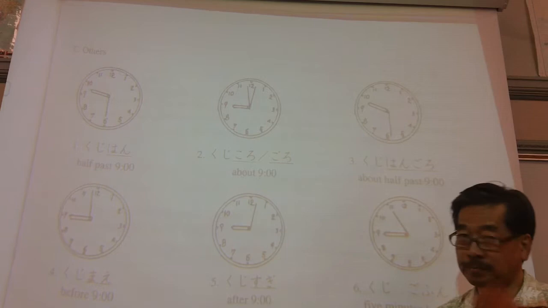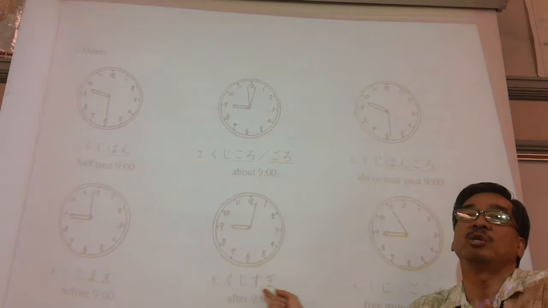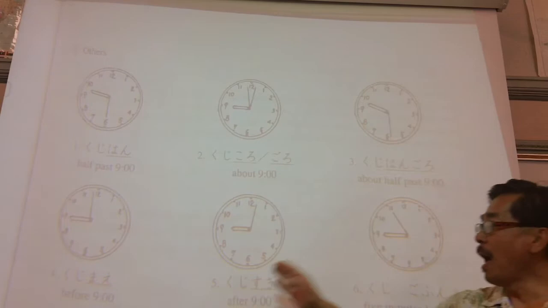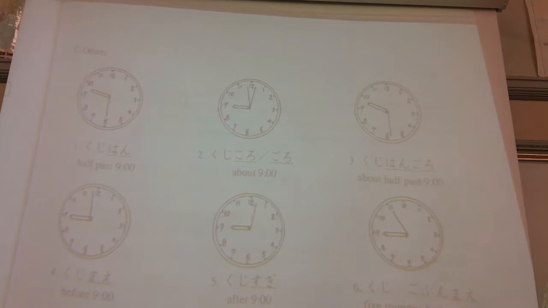9時過ぎ. That's how long. 9時過ぎ. So after 9. 9時過ぎ. 今9時過ぎです。今10時過ぎです。9時前です。9時過ぎです。はい。So a little bit hard, this one.